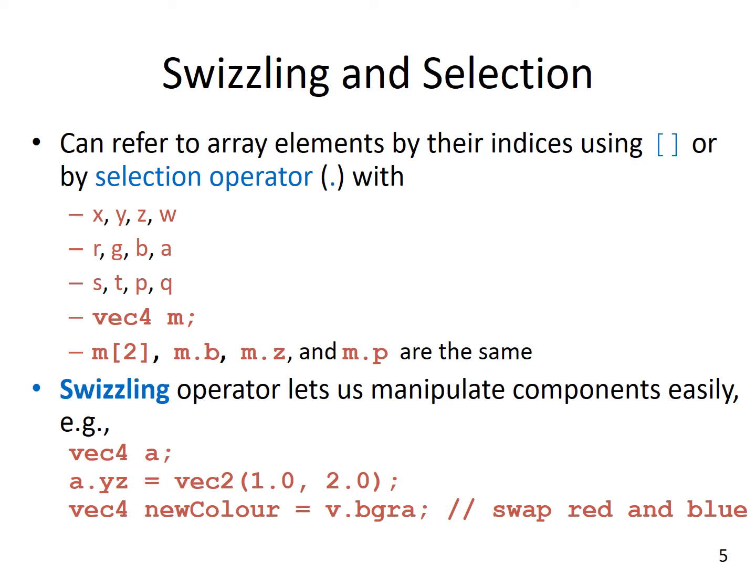So we could have had a.yx and assigned the value of y first and then the value of x. We could have had a.zxy and then assign those values in that order. And similarly, we can refer to a.zxy, and hence we are referring to the values in a different order and store them in another variable. So swizzling allows us to manipulate the components of a vector easily.